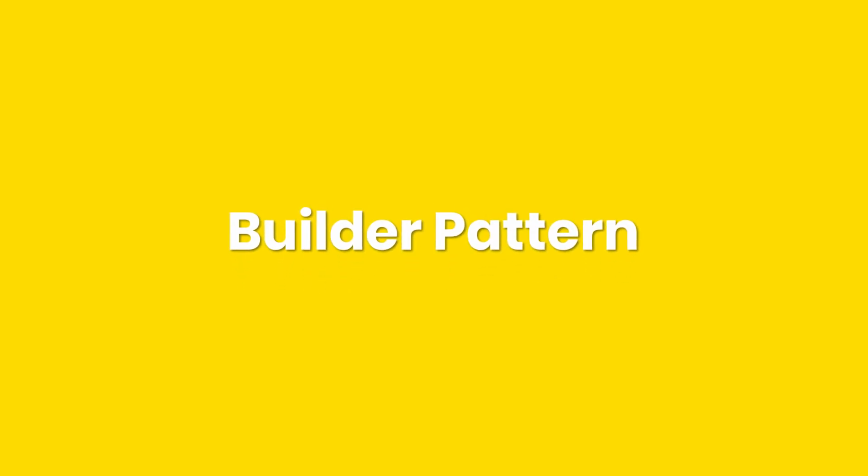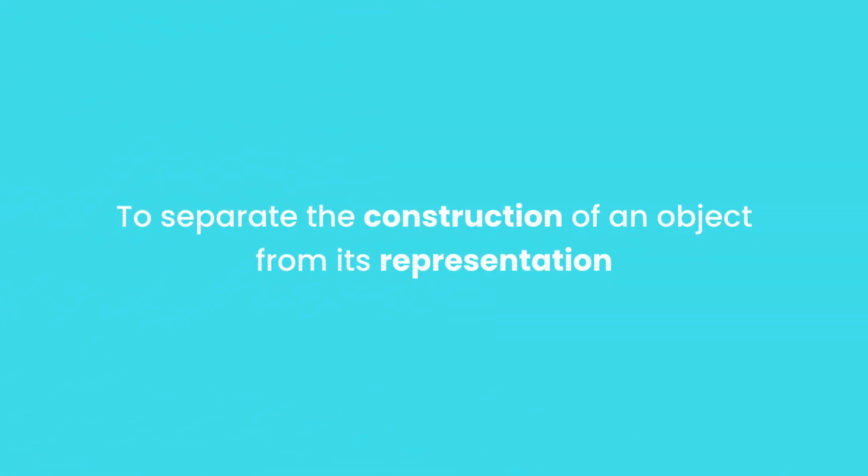The last pattern we're going to talk about in this course is the builder pattern, which is yet another misunderstood pattern. According to the Gang of Four book, the intent of this pattern is to separate the construction of an object from its representation. Let's talk about this using a real example.